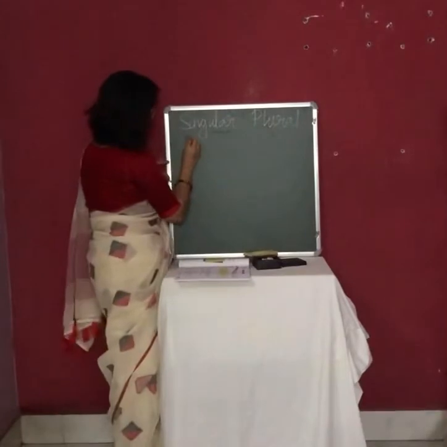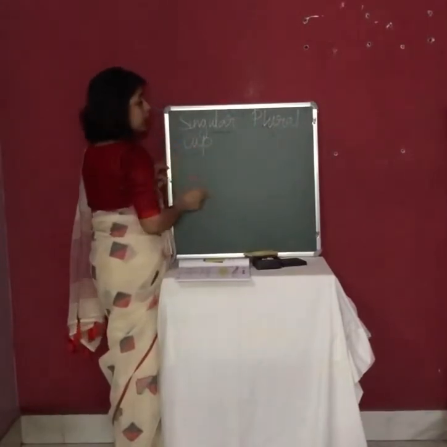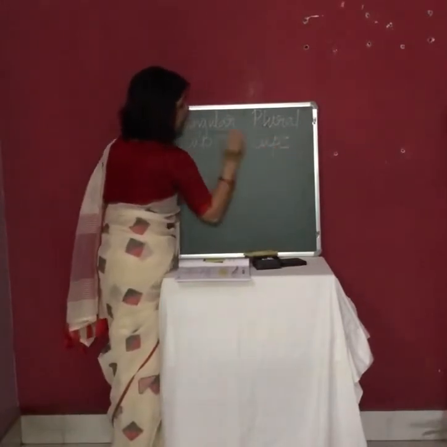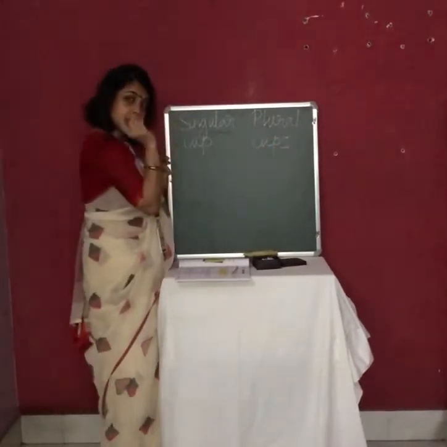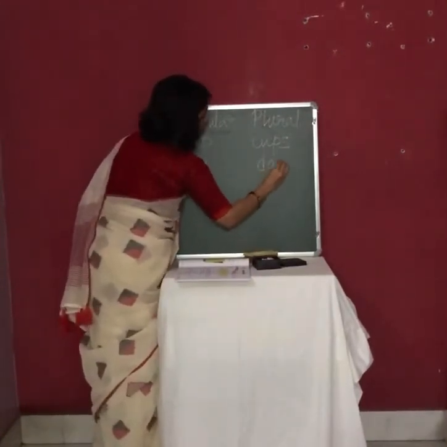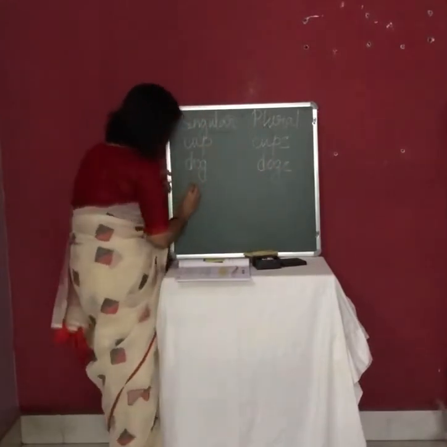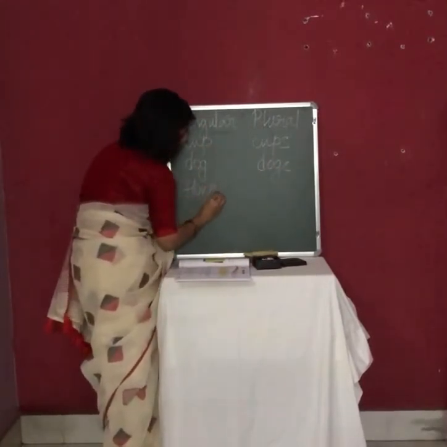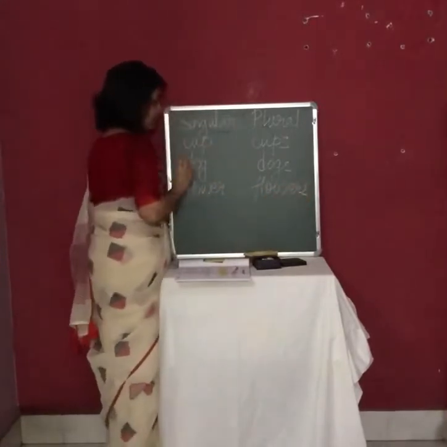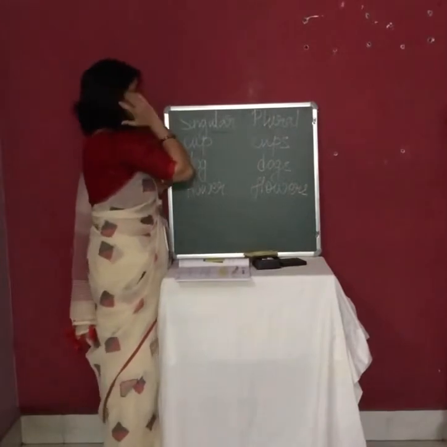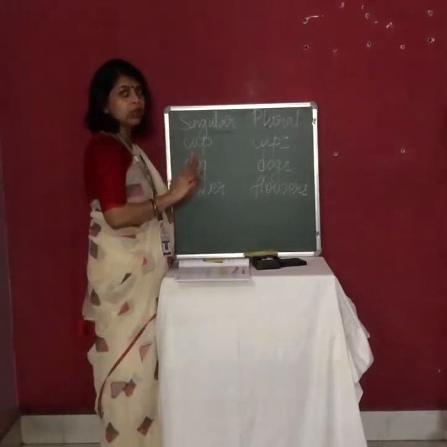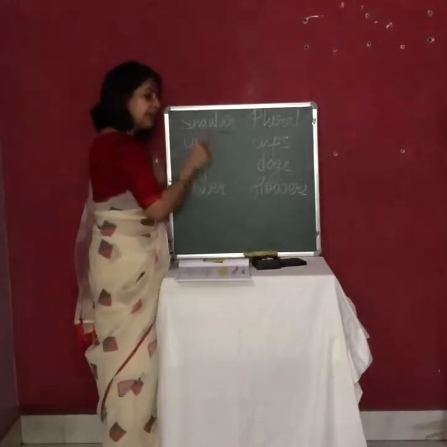Now, when we have nouns like cup, you can change it into a plural by adding just S. Similarly, dog, you can change it by adding S. Similarly, flower, you can change it by adding just S. So this way the spelling changes, and the noun changes from singular to plural just by adding S.